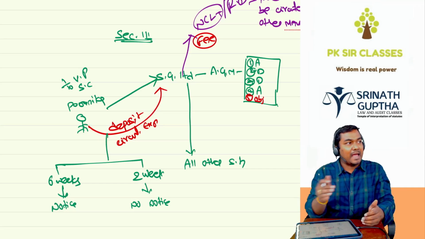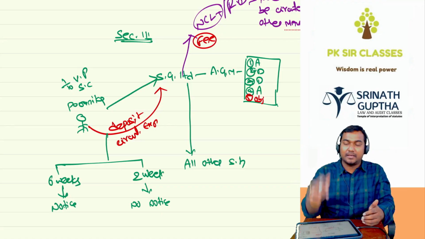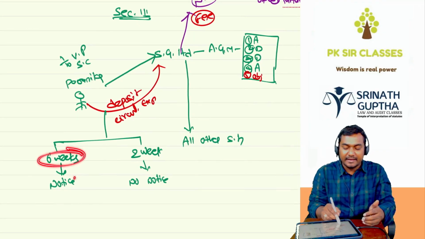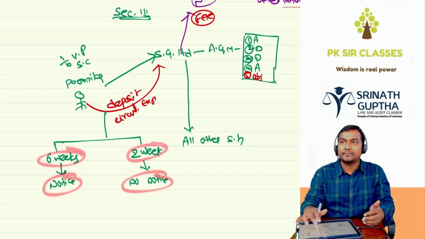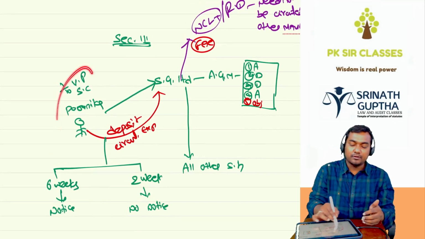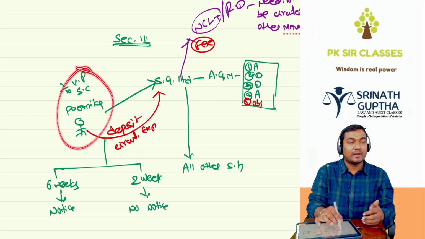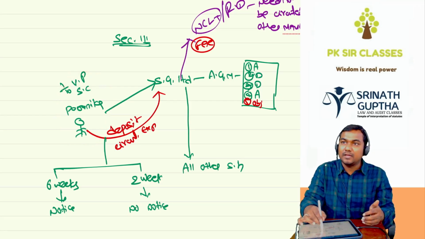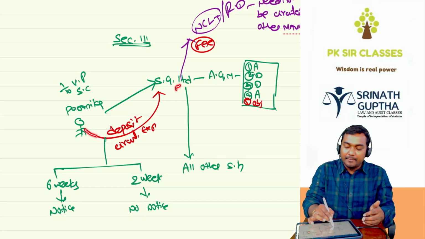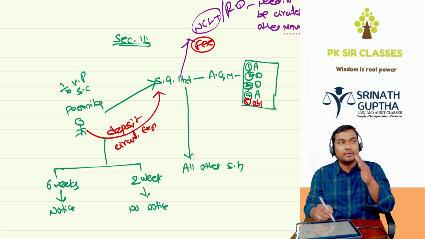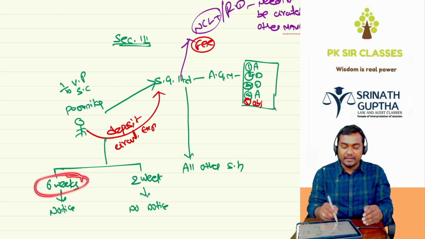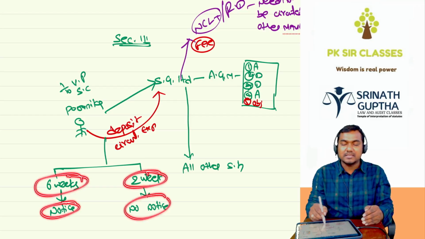So Pranika has to deposit this letter, this application, with the company 6 weeks before the meeting if notice is required, and 2 weeks before the meeting if notice is not required. Clear? So a member has the right to propose some resolution, some agenda, to the company. And the member should deposit the circulation expenses with the company, and should deposit this application 6 weeks before the meeting if notice is required, 2 weeks before the meeting if notice is not required.